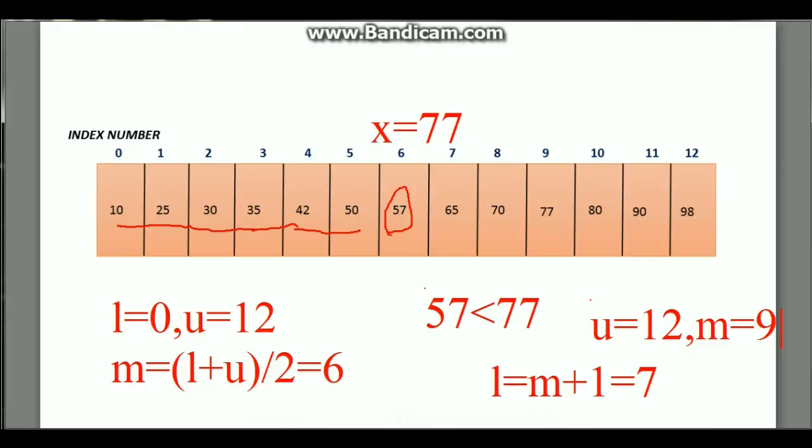So now at 9, let's see what element we have. At 9 we have 77. Yes. So within 2 comparisons we were able to find our element in a sorted array.